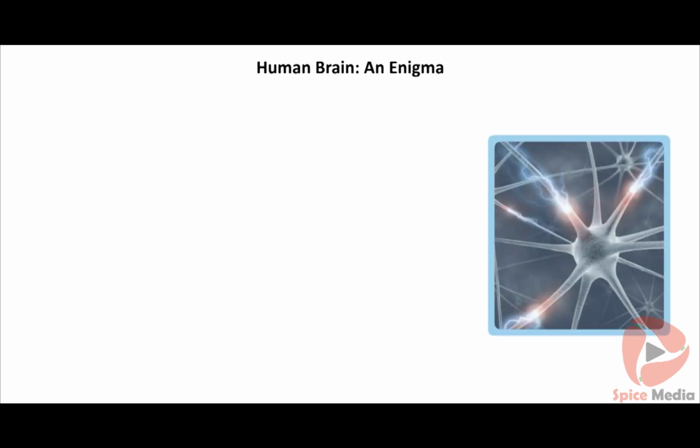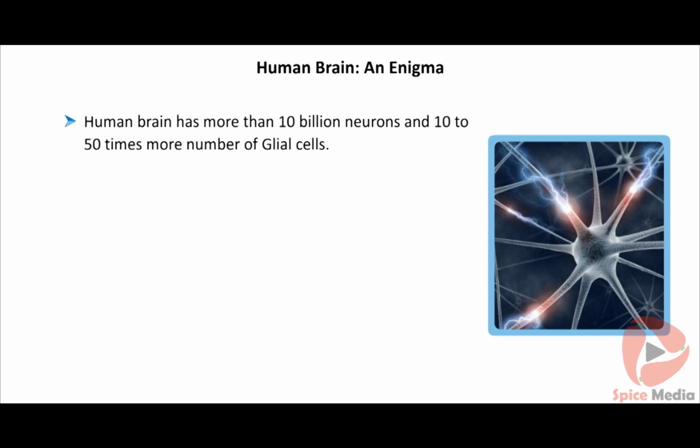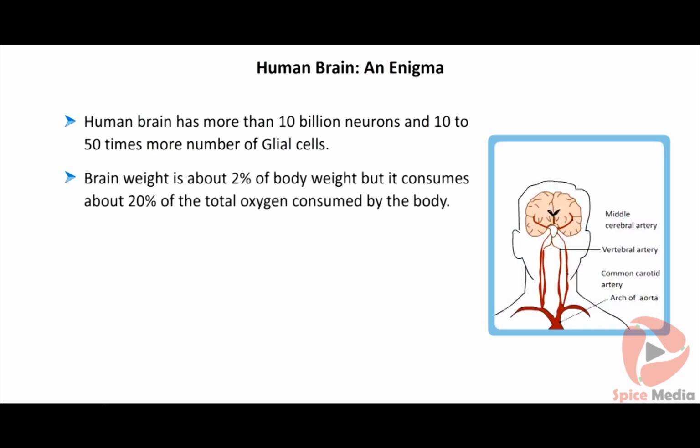The brain is a marvelous and most complicated organ in human beings. It has more than 10 billion neurons and 10 to 50 times more number of glial cells. The brain weight is about 2% of body weight, but it consumes about 20% of the total oxygen consumed by the body. The brain is only dependent on glucose for its energy requirements. Unlike other tissues, brain cannot use fatty acids for energy production.